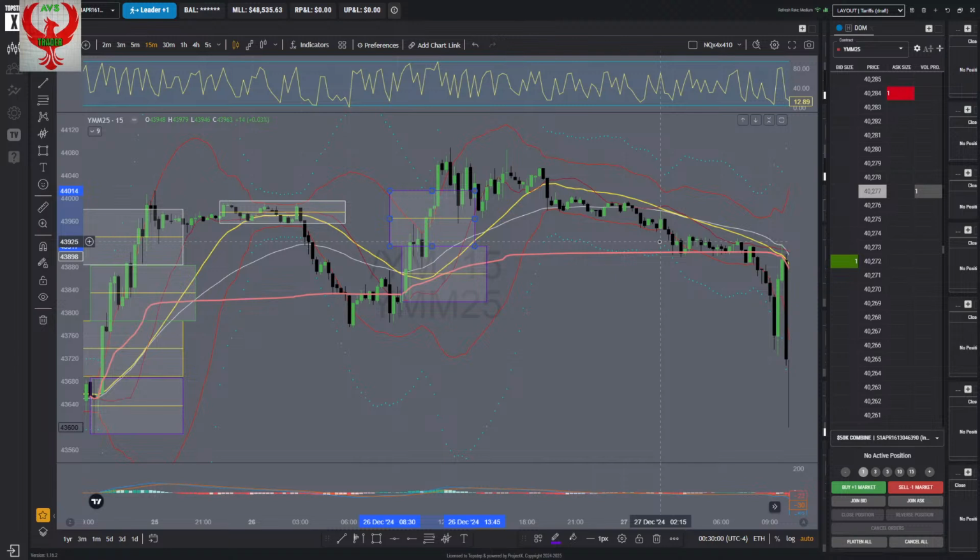Stop loss, or you'll see SL. That's the price where you're going to exit the trade if it doesn't go in your favor. So before you enter any sort of trade, you're always going to have a predefined entry price and a predefined stop loss price, right?